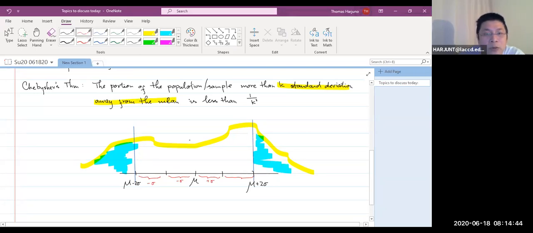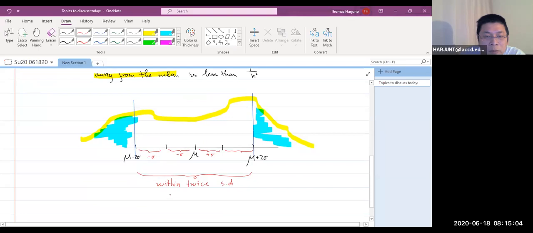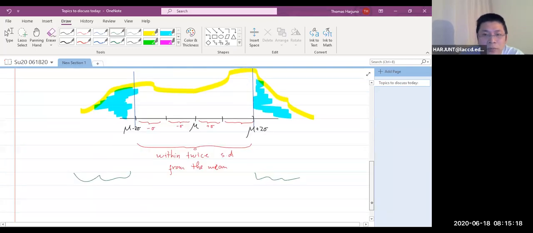This is the mean. Notice that this is the mean. So this is within twice standard deviation from the mean. While this part here is more than twice standard deviation away from the mean.